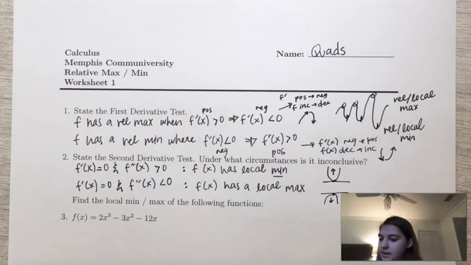Also, I forgot to write this, but under what circumstances is it inconclusive? That's in a super rare case when f double prime of x is equal to 0, because then you wouldn't be able to use the test to tell.